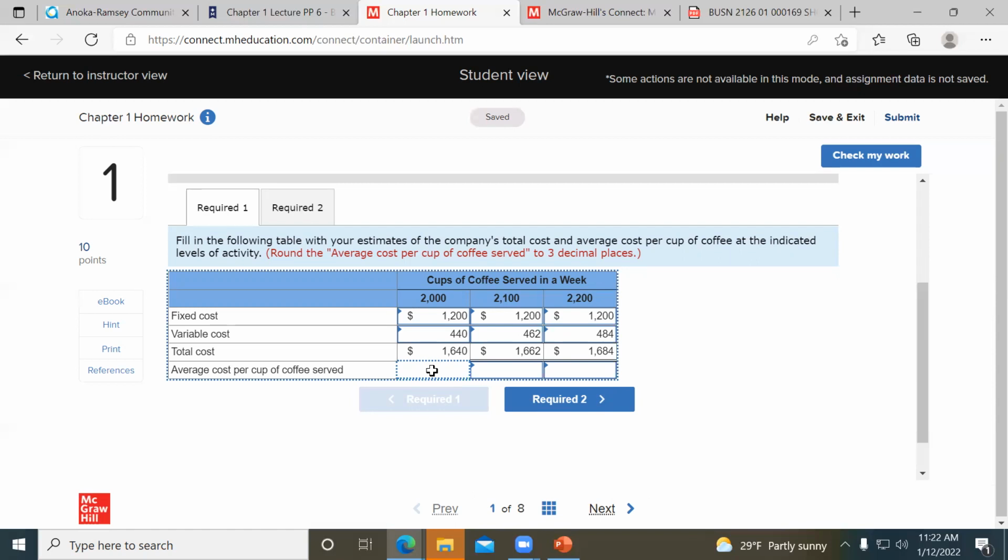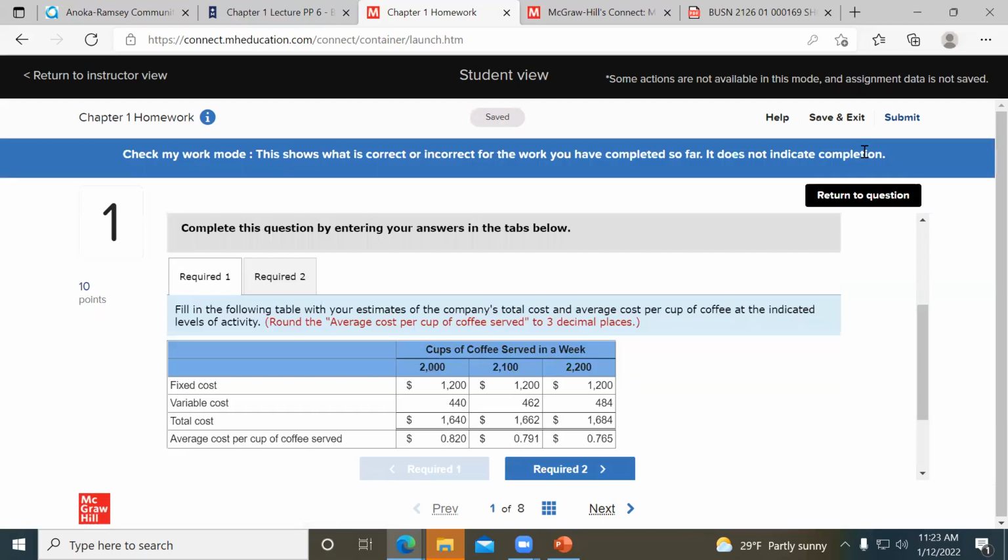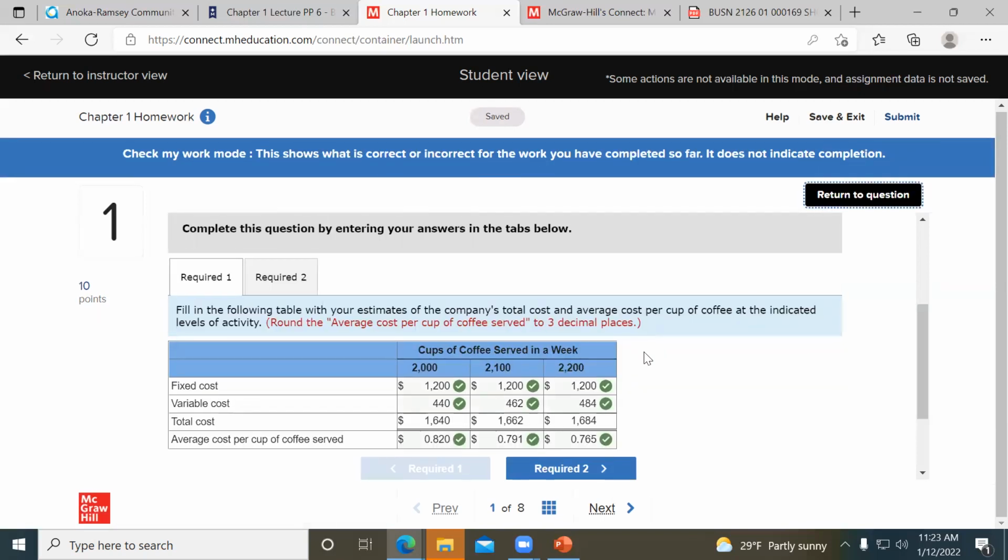What is the average cost per cup of coffee at 2,000 cups? 1,640 divided by 2,000 is 82 cents. For 2,100 cups, 79.1 cents. And for 2,200 cups. Now, guys, say you want to check your work. You can go and check your work. Make sure you got it right. Okay.